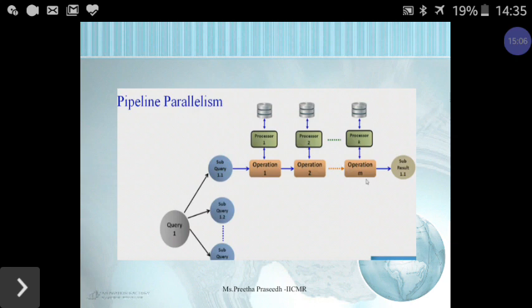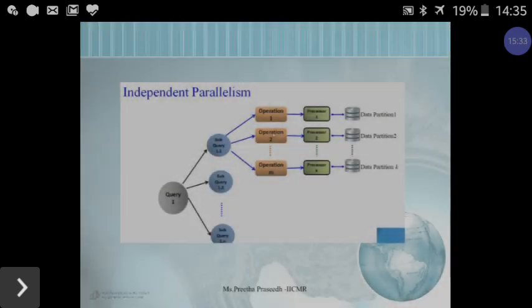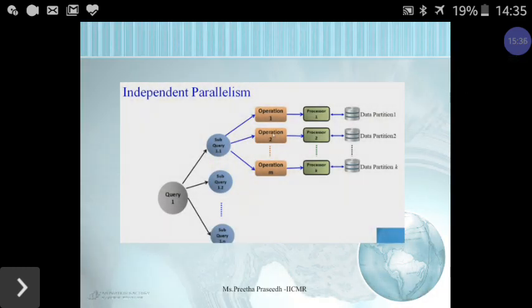So pipeline parallelism. Here you can see that from the intraquery, it is intra-operation and inter-operation. Then inter-operation is again classified into independent and pipeline parallelism. So here it is the pipeline parallelism. The subquery is one operation, its output is given to another operation, and that output is given to another. So like that it is pipeline parallelism over here. And in the next slide it is independent parallelism, partition parallelism. So different operations without interacting with each other are processed in parallel.